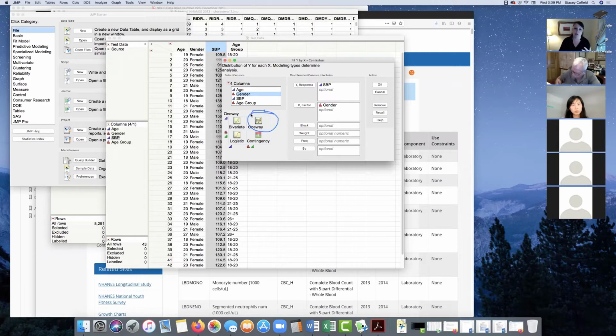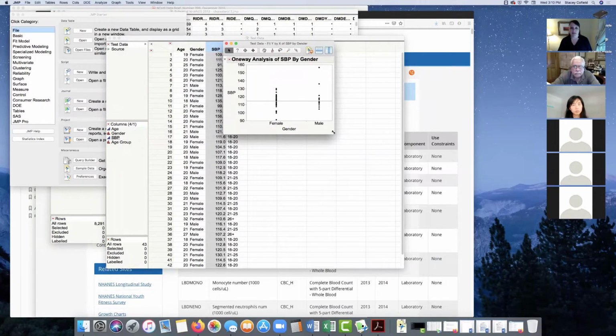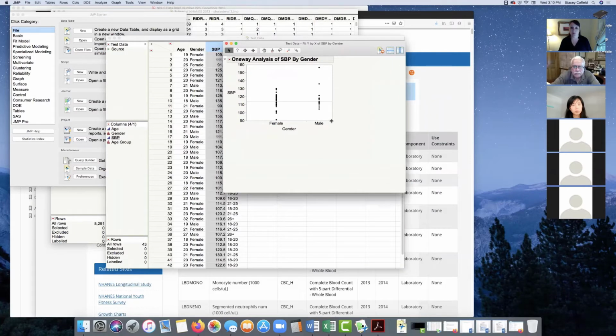The simplest one-way ANOVA is a t-test. We just have two groups. We have male and female, and we have systolic blood pressure. So I'm going to press OK, and we get this very basic figure from JMP.